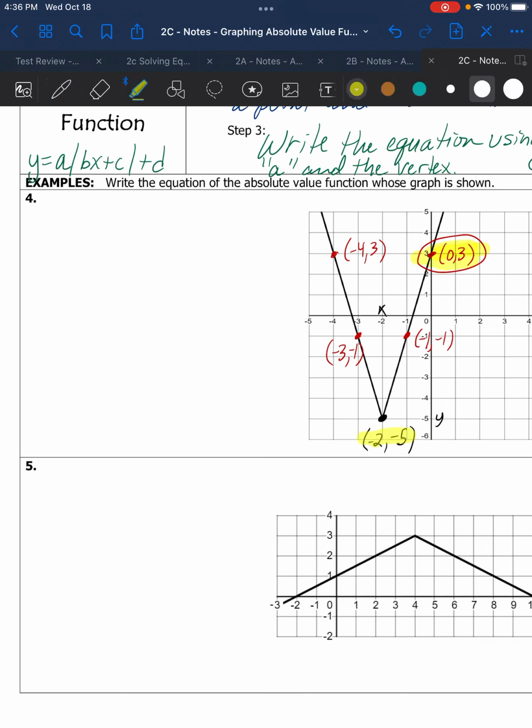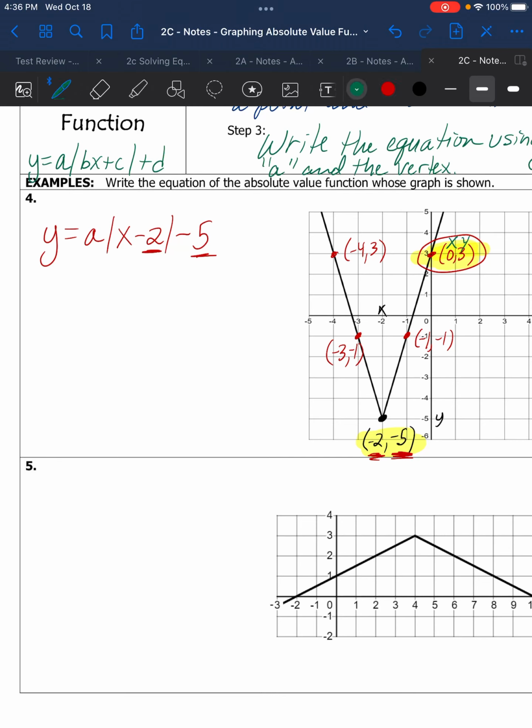So I'm using a point and the vertex in the formula that I have above. If I just substitute the vertex in, that's going to give me y equals a times the absolute value of x, we don't know that b isn't always there, x, and then it's plus -2, so it's going to be -2. That's the x value. And then on the outside, it's going to be plus -5, which is the same thing as -5. So that's substituting the x value and the y value of the vertex.